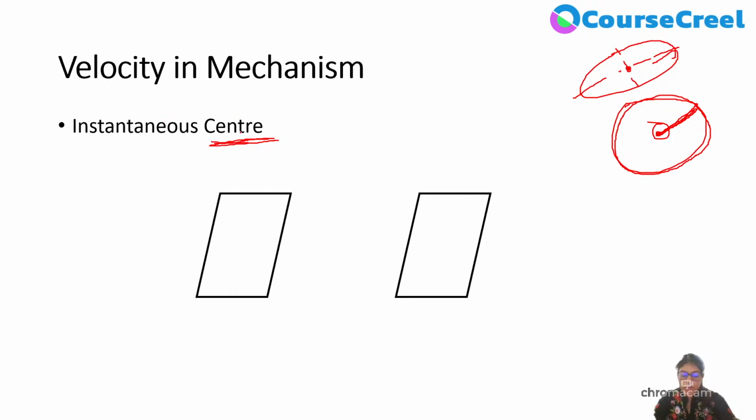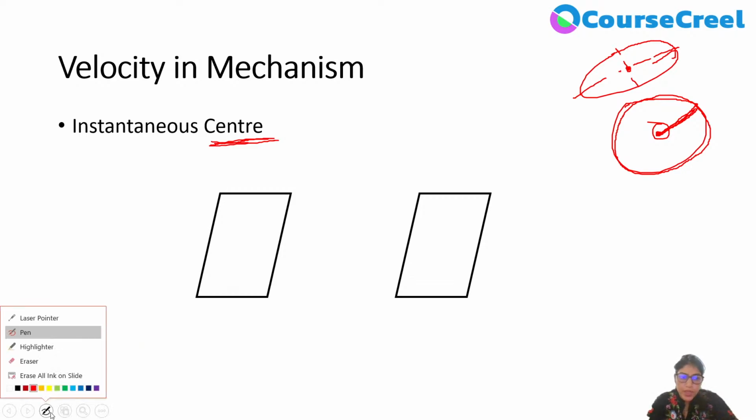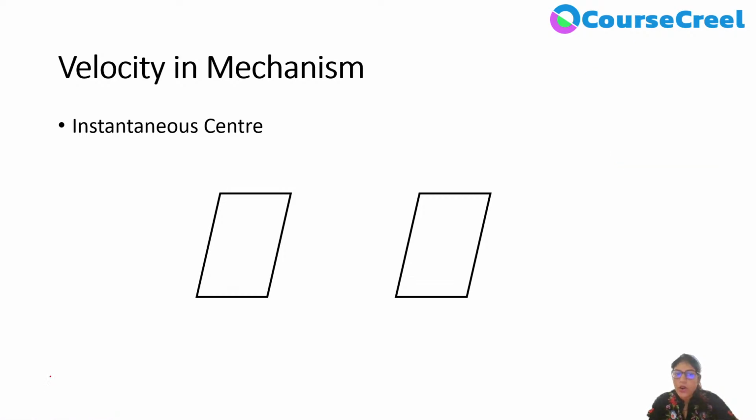Okay, now how will we find this? Look, if you have seen an automobile, and you see the movement of the wheel, how can you see the movement of the wheel? The visible motion of the wheel is rotation, right?